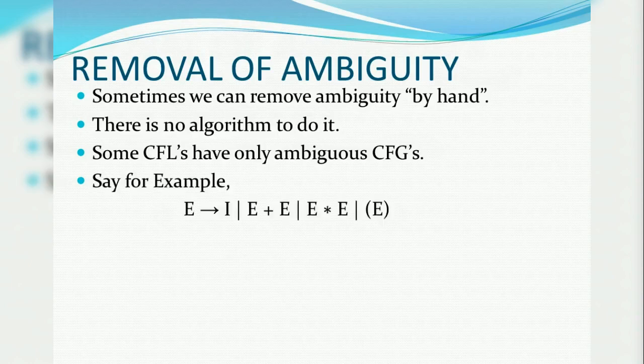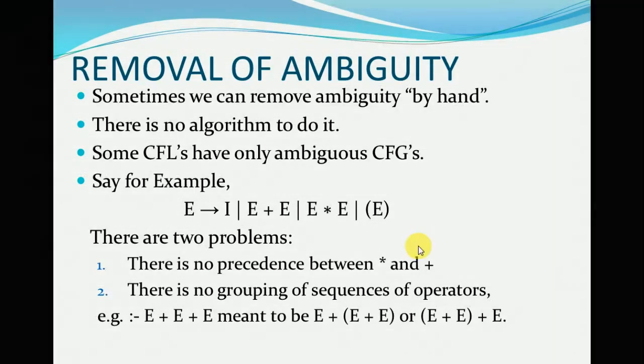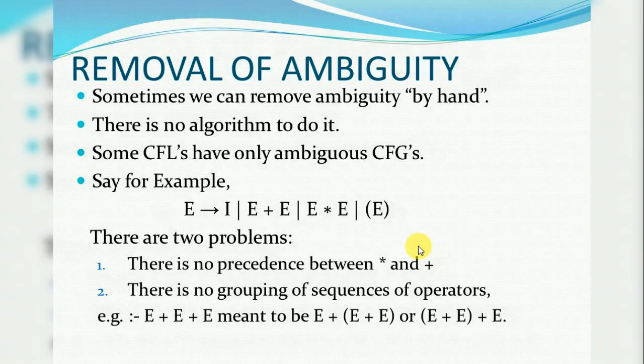Say, for example, E gives I, E plus E, E into E, and (E). But there are two problems. The first one is we don't know the precedence between into and plus, and the second one is there is no grouping of sequences of operators. That is, we can solve it by brackets, but here no brackets are given, so we are unaware of the grouping. We can remove ambiguity by changing the names of variables, by adding some new variables and making the tree more complex, but it is a method to remove ambiguity.